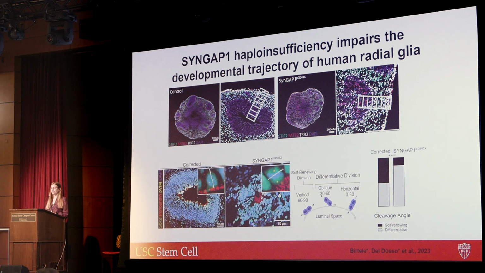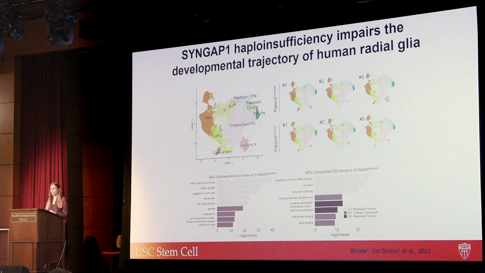And when looking even further at the radial glia cells lining the ventricles, we observed their differentiation or division mode. And what we could find was that SYNGAP patients had an increase in differentiative divisions, suggesting that this SYNGAP haploinsufficiency impairs the developmental trajectory of radial glia cells.